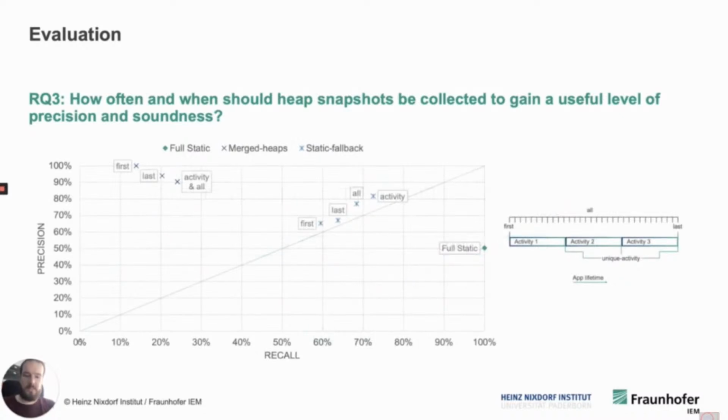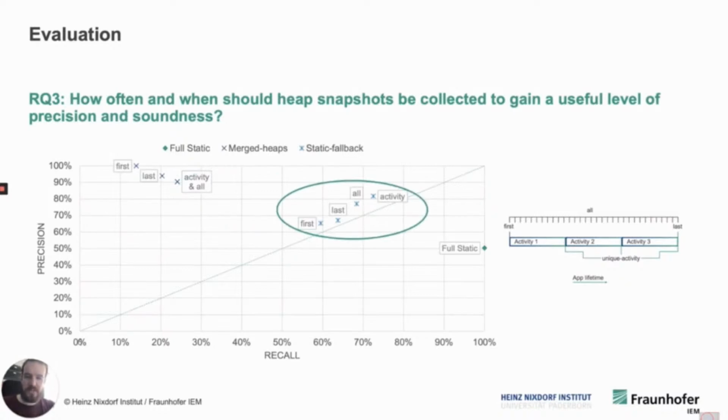Looking at all data points, we can generally say that using heap snapshots in any of the proposed configurations increases precision and reduces recall compared to the pure static analysis. Looking at the results for merged heaps, it can be observed that taking more snapshots gives a better recall but also lowers precision compared to taking fewer. For the static fallback approach, the picture is a bit different.